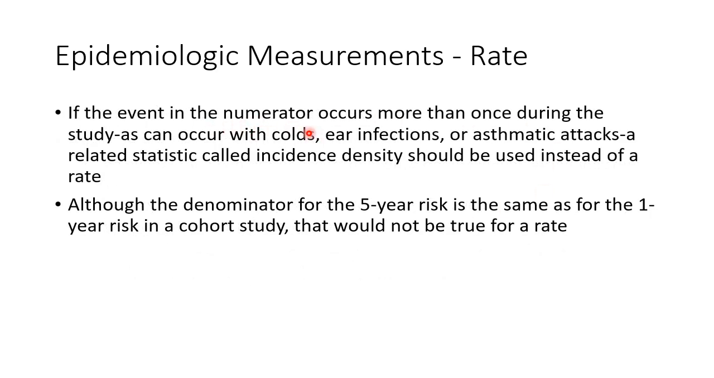As I mentioned, if the numerator is something that can occur more than once, whether it's ear infections, getting a cold, asthma attacks, anything like that, sometimes what we're going to use is what we call incidence density, and we're going to use that instead of a rate. And when you're looking at this, you're going to see that even though the denominator for a 5-year risk is the same as a 1-year risk, because that denominator is always the very beginning population number, the rate differs pretty greatly, because the mid-period population is going to get smaller and smaller the longer you're running the study.